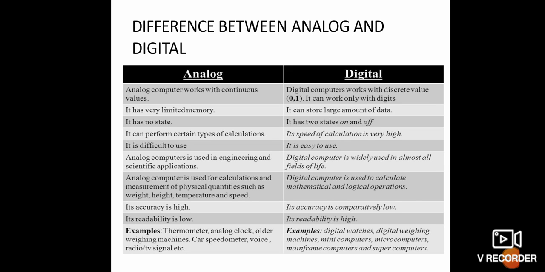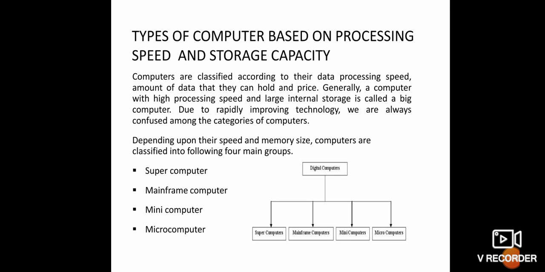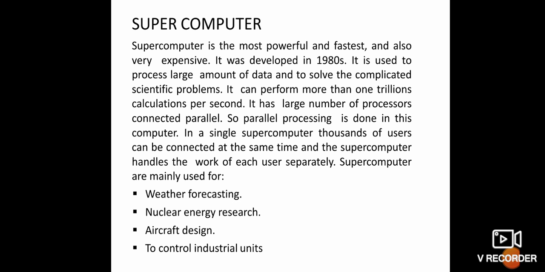This is a major difference between the analog and the digital computers. And here we are going to see about the types of computer based on the processing speed and the storage capacity. We have four main groups such as supercomputer, mainframe computer, mini computer, and the microcomputer.